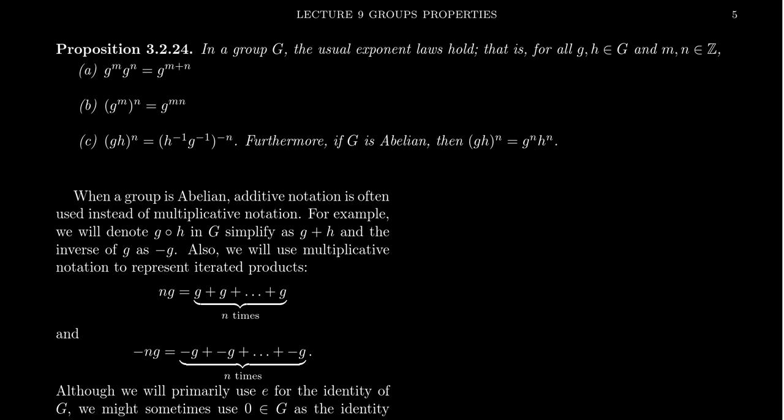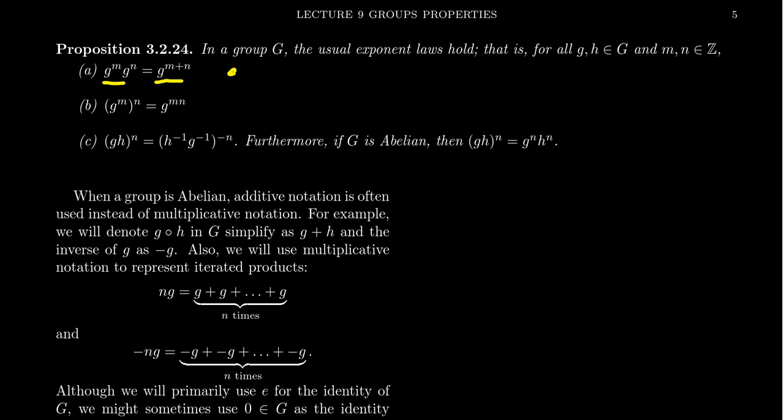In a group, the usual exponential rules hold. That is, if you have general elements g and h inside your group, and you have integers m and n, the following two things hold. If you take g^m times g^n, this will equal g^(m+n). You can add the exponents together here.